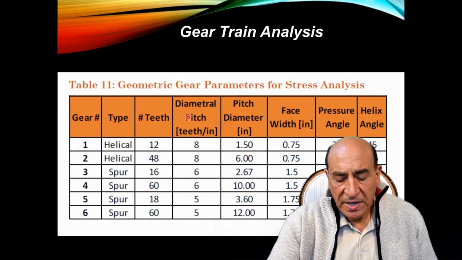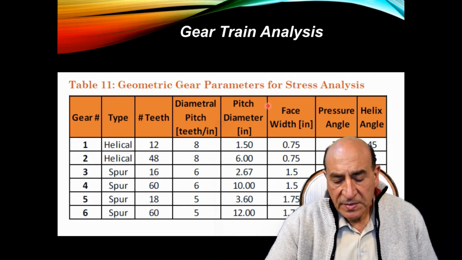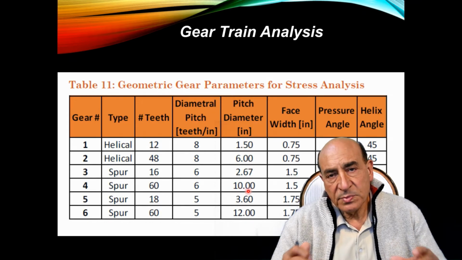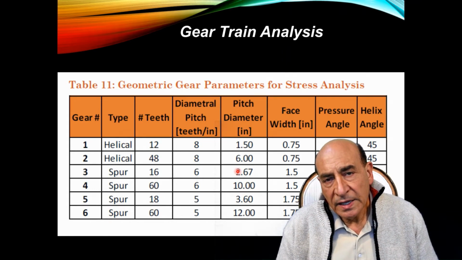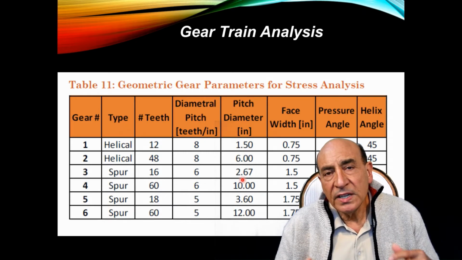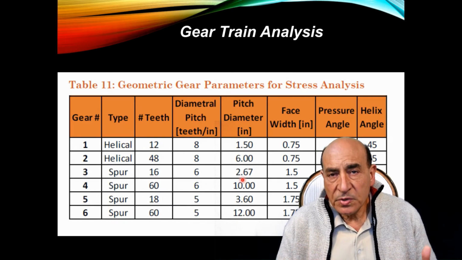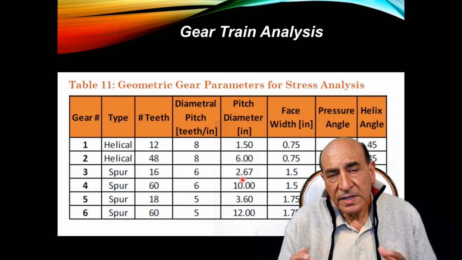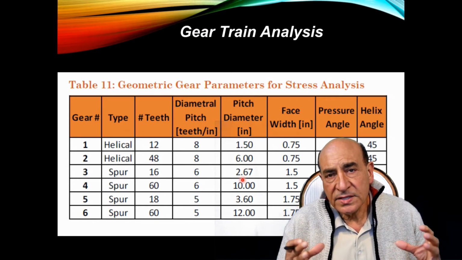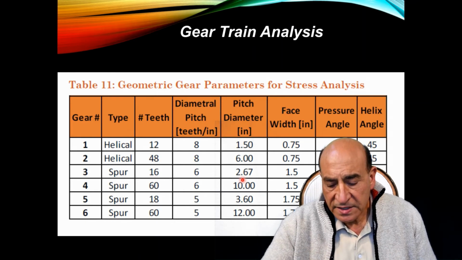And we define the pitch, the diameter of the gear, so it's a 1.5 inch, 6 inches. So these diameters, like 10 inches, is pretty big gear, and those can be also variable depending on the design. So you need a computer program so that you can play with the parameters and reduce the size of the gears and make it as compact as possible.